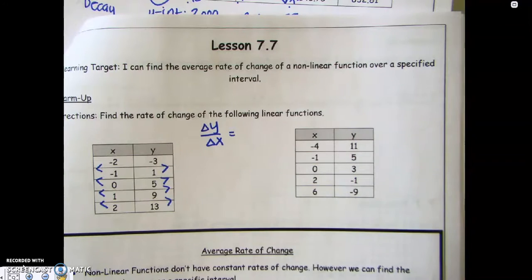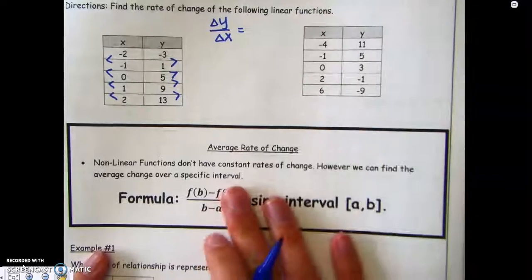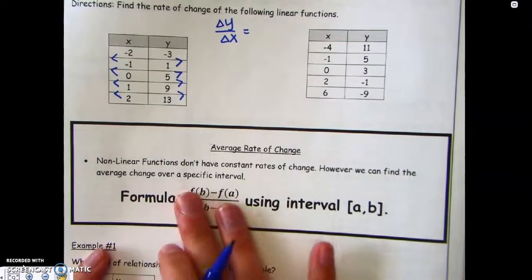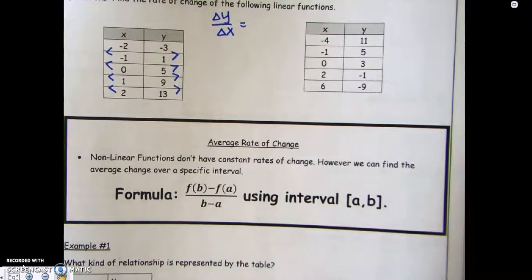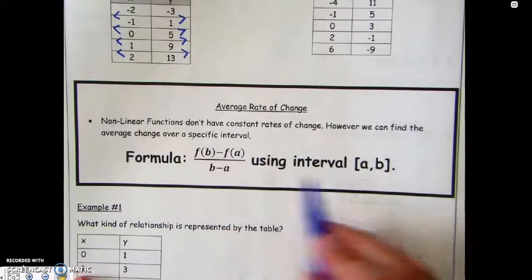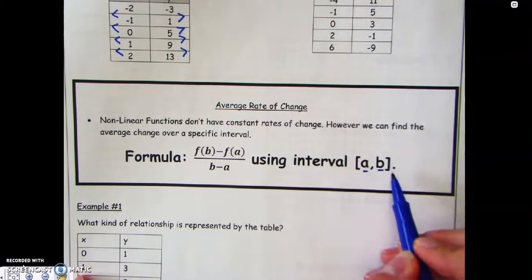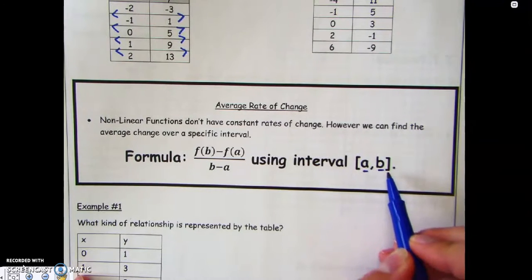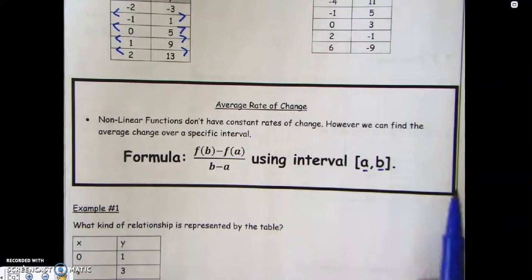Okay, once you've done that, let's talk about average rate of change. Nonlinear functions don't have constant rates of change. However, we can find the average change over a specified interval. In order to do this, they need to give you 2 points that they want you to find the average change in. If they give you an interval where the first number is a and the other number is b, you find this by doing f of b minus f of a, over b minus a. We'll talk about what that means.